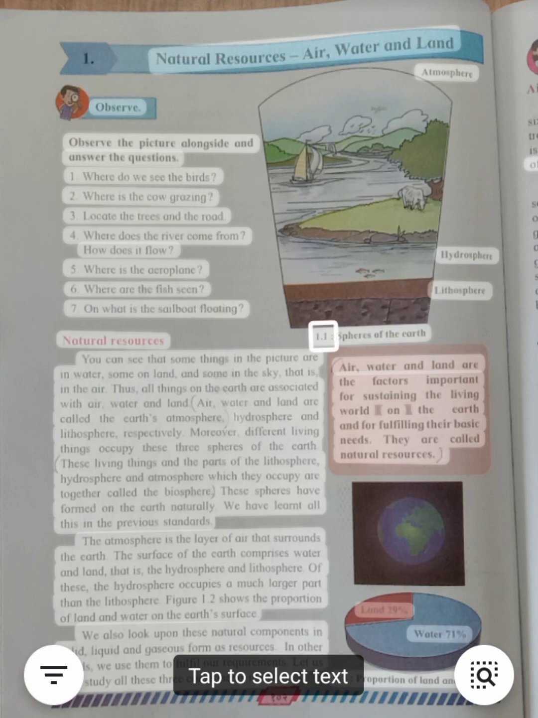1.1. Spheres of the Earth. Air, water and land are the factors important for sustaining the living world on the earth and for fulfilling their basic needs. They are called natural resources. Land 29%. Water 71%. 1.2. Proportion of land and water.